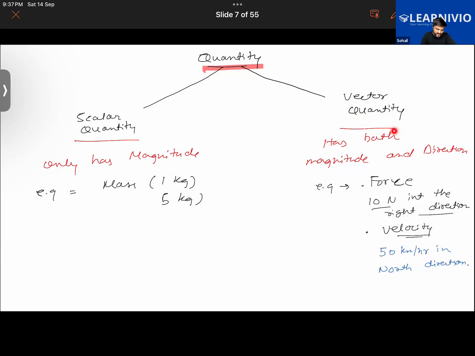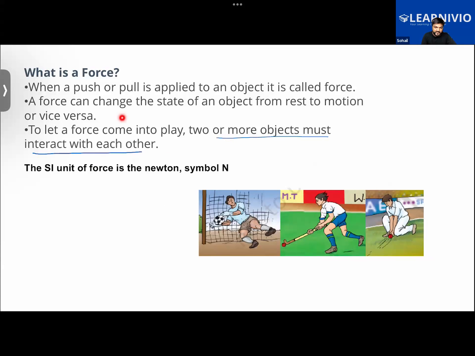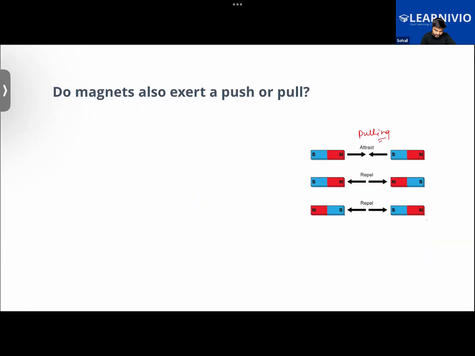Nonetheless, the important thing is that we have learned about the different characteristics of force. Also, force is a vector quantity. Then we learned that the SI unit of force is Newton.